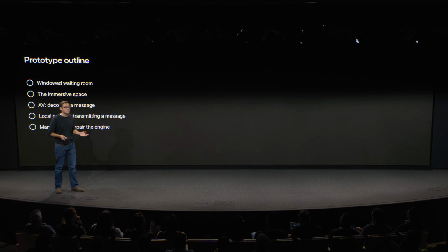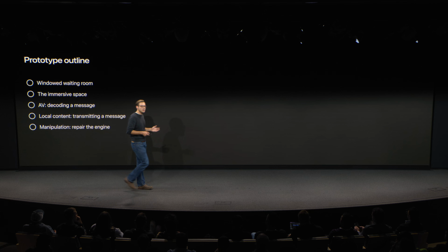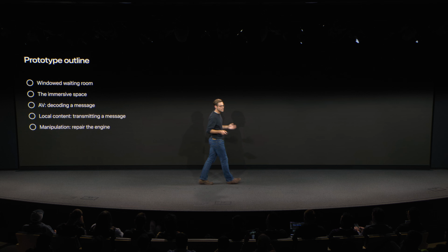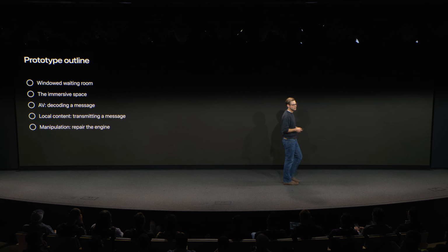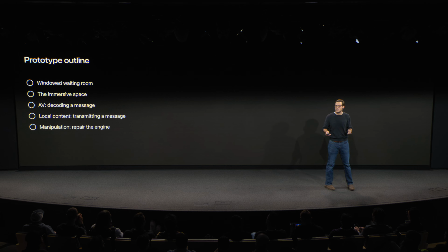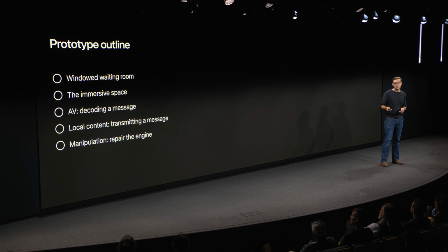So, to give an overview of the prototype I'm designing, I'm going to start out with a waiting room, where players can get set up before they enter their immersive space. Next, I'm going to design the space itself, and all of the mechanics necessary for the players to move between puzzles and start solving the escape room. For the puzzles, I'm going to work with our AVKit APIs to play the decoded message. Then, I'll work with the player's local content to transmit the message.